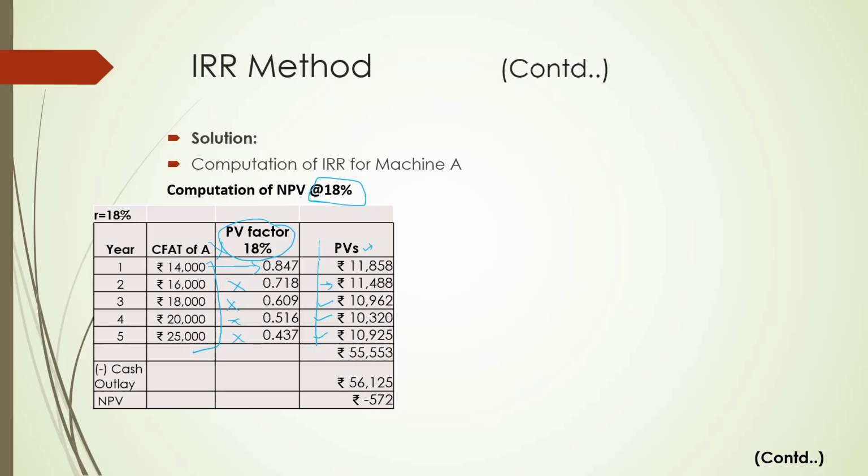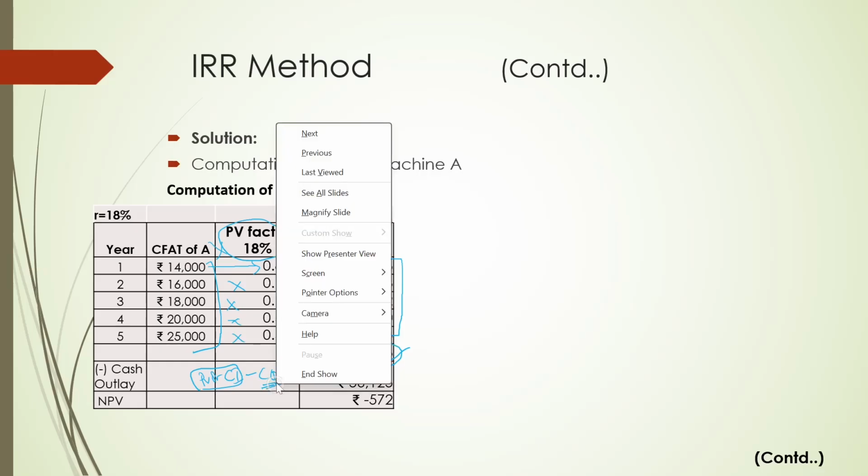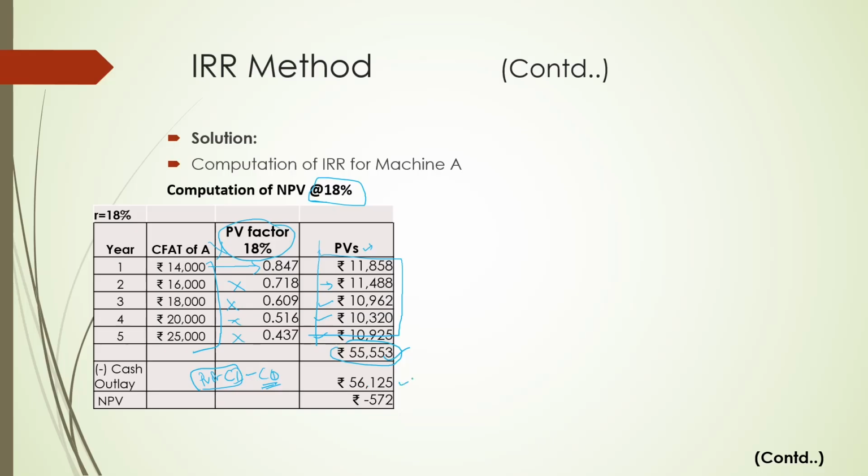Now add up all these values. Your value is 55,553. Now if you remember the NPV, it is present value of cash inflows minus cash outflows, right? So your present value of cash inflows is this. Now cash outflow is your investment. How much was your investment? 56,125. Subtract this, you will get minus 572. Is it a positive value or negative value? It is a negative value, right?